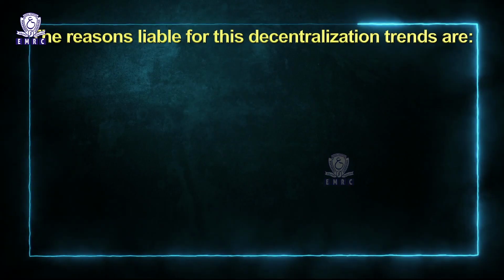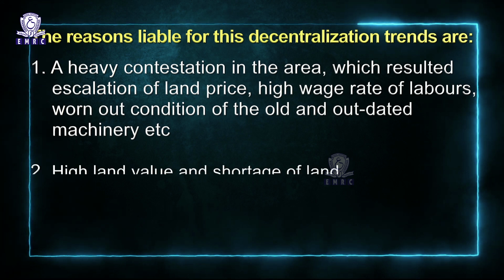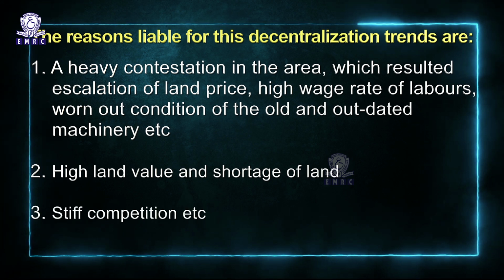In spite of heavy agglomerations of industries in the Tokyo-Yokohama area, a change of decentralization is discernible in this zone. So, you should also know the reasons liable for this decentralization. First, a heavy contestation in the area resulted in escalation of land price, high wage rate of labor, and worn out condition of the old and outdated machinery, etc. Second is high land value and shortage of land. Third is a stiff competition, etc.